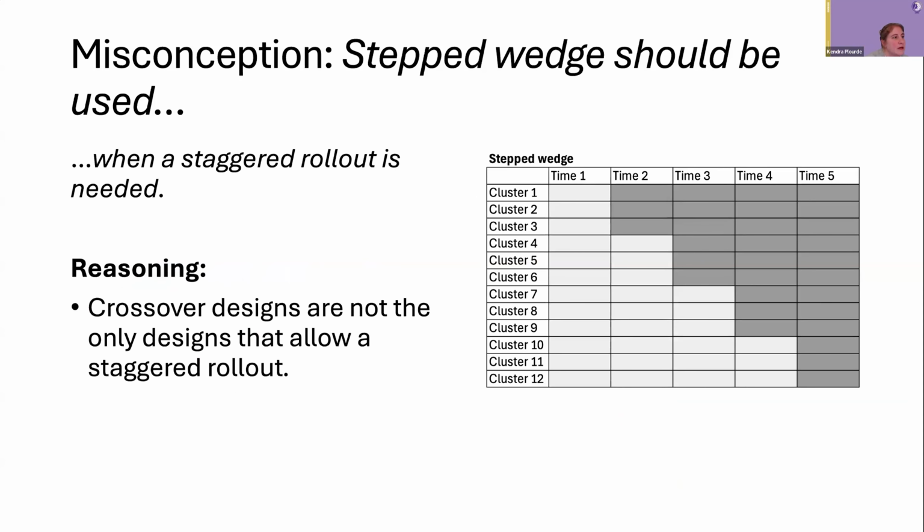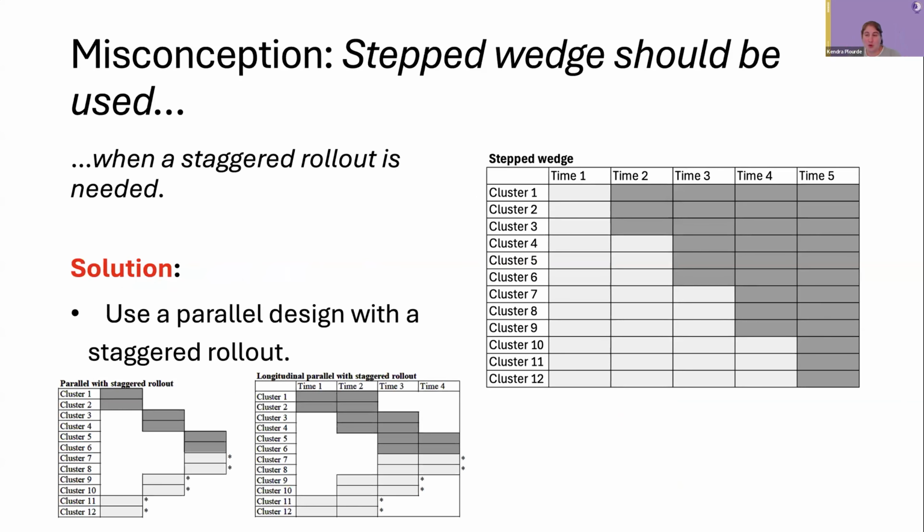Another misconception is that stepped wedge should be used when a staggered rollout is needed. And you can see the staggered rolling out of the stepped wedge in the diagram. But crossover designs are not the only designs that allow for staggered rollout. You can use a parallel trial design still and incorporate a staggered rollout. And what's nice about the parallel design is that you keep that balance over time of control and intervention treatments.